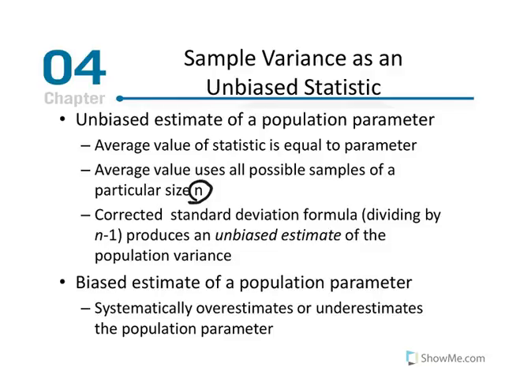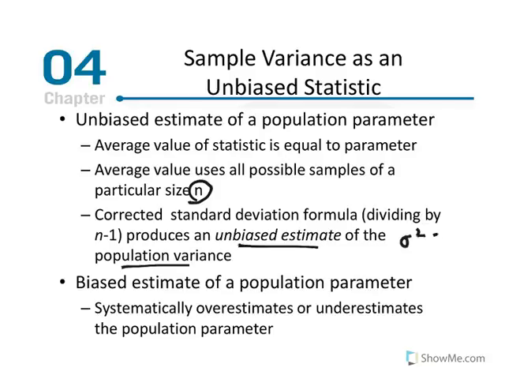It's not the same though when we're talking about the variability of a sample or the variability of all sample means coming from a population. So we have the corrected standard deviation formula dividing by n minus 1. Again, we've learned that n minus 1 is the same as degrees of freedom. And this produces an unbiased estimate of the population variance. And I'll show you a slide in just a moment to illustrate what happens if we don't divide by n minus 1 when we're calculating variance.